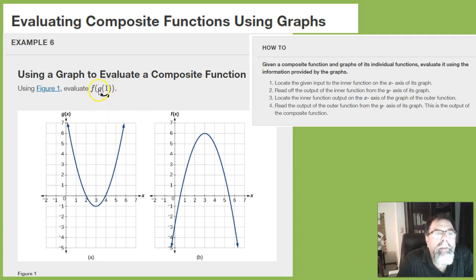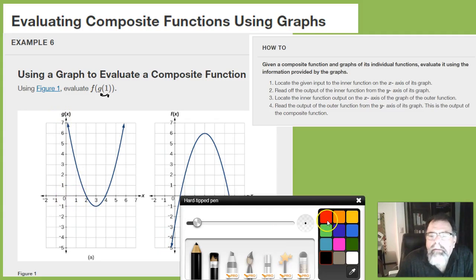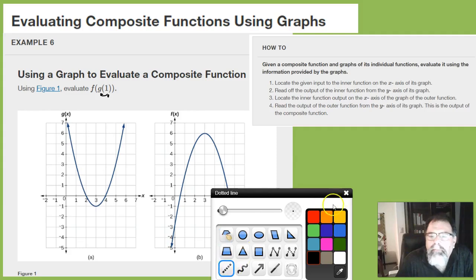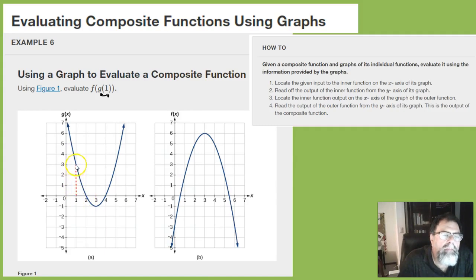So we're going to take the 1 and plug it into g. We go to the g function, go to x is 1. Let me do it as a dotted line. So we go to x is 1. You see that comes up to here, and then we read off what the y value is there. So g of 1 is equal to 3. We take this g of 1 out and put in 3 there.